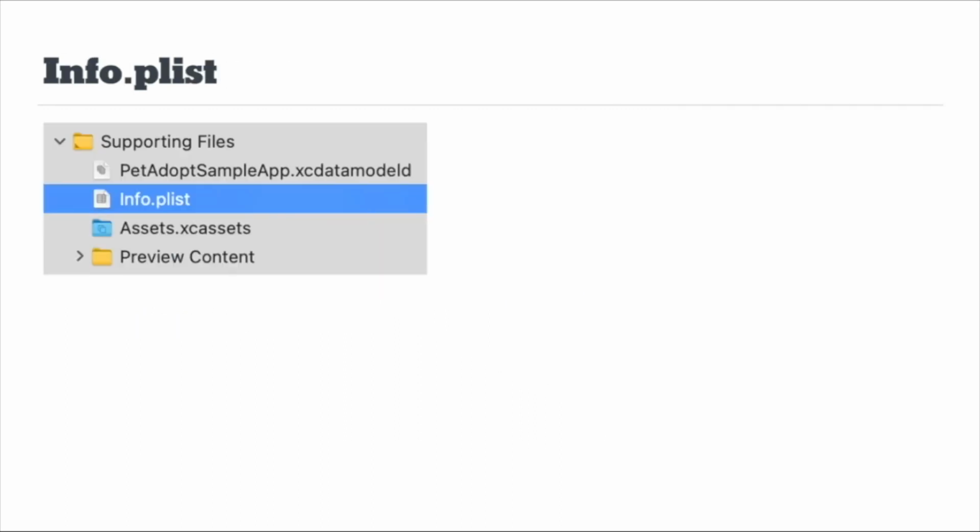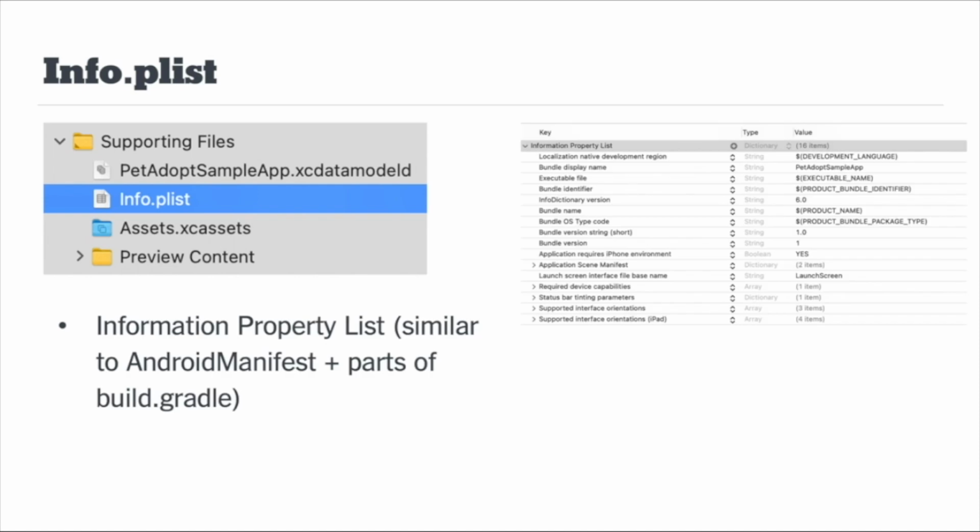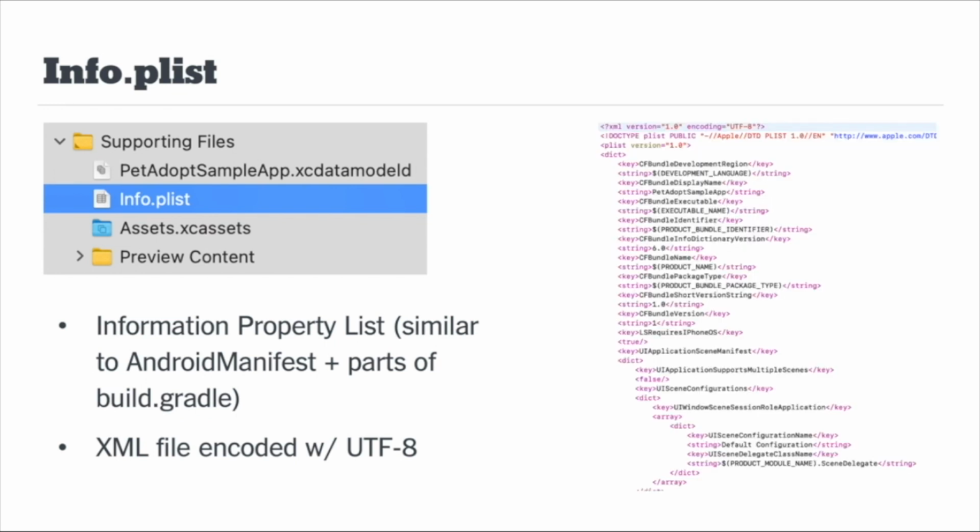Let's take a closer look at the info plist. Should we open in Xcode, you'll often see it look like this kind of table, and its full name is information property list. It's basically similar to the Android manifest as well as parts of build.gradle. And essentially, it's actually an XML file encoded with UTF-8. So if we were to take a look at the source version of this table that we see in Xcode, it would look like this.